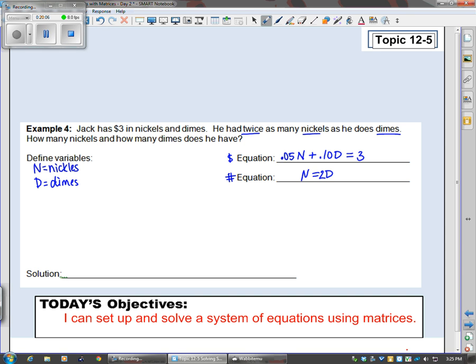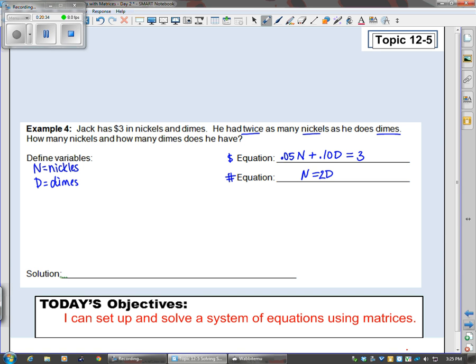Okay, so if he has twice as many nickels as he does dimes, in order for them to be equal, we've got to double our dimes. And then look as I read it. The nickels equals twice the dimes. Nickels equals twice the dimes. And that's actually exactly what the sentence says. Okay, but here again, let me stop for a sec. Y'all digest this. Get your two equations.